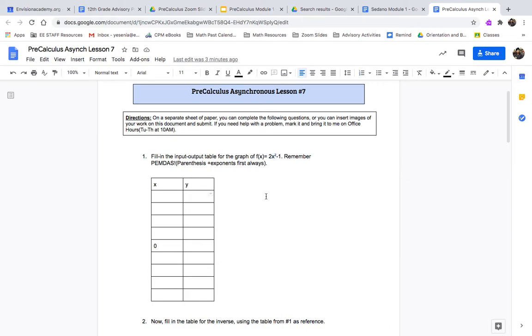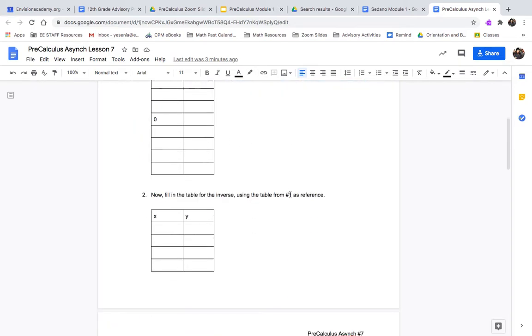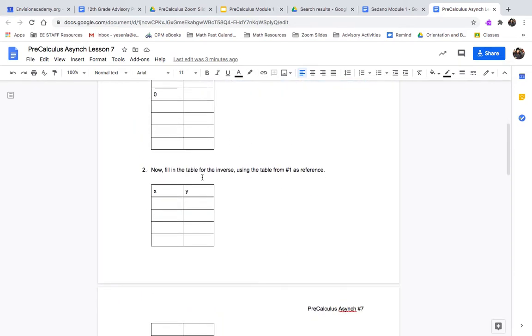In addition, y'all, I do want you to fill out this table, and you could check your work by putting this graph on Desmos and just making sure it does agree with what you evaluated. So it's a great way to always check your work. Another thing is, in number 2, you're going to be asked to fill in the table for the inverse now. You're going to be using the table that you filled in for number 1 as reference.